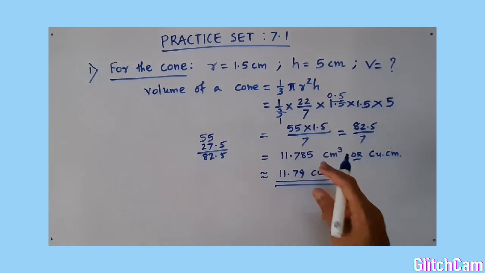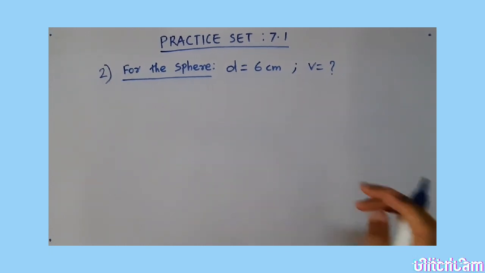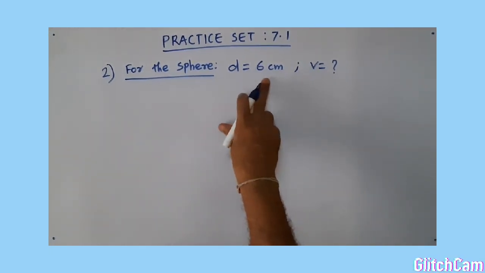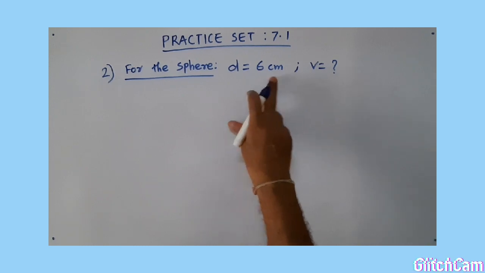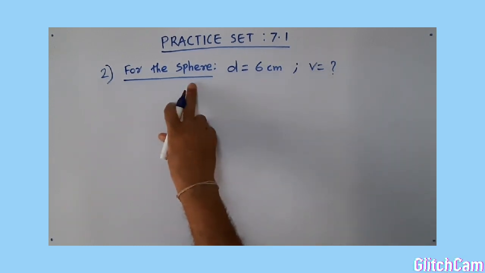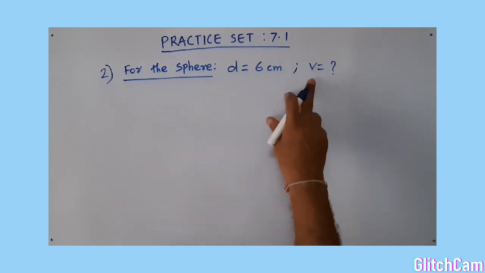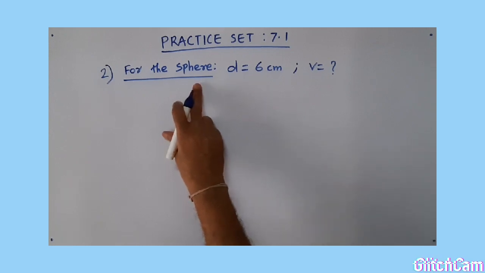Now we will go for the second sum. The textbook should be in front of you. It says that the diameter of a sphere is 6 centimeter. What will be its volume? Okay, remember the formula for volume of sphere. There are two formulas in the list I have given you for sphere. One is for volume, another is for the total surface area or curved surface area.